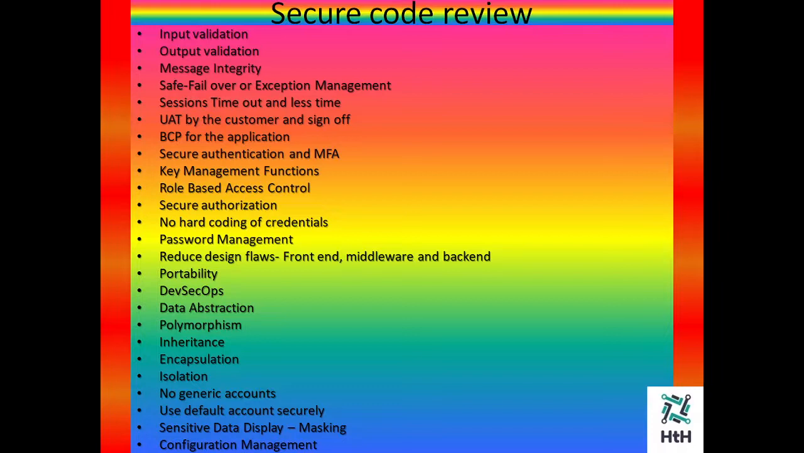Next is output validation. Here the applications must be tested rigorously and no sensitive information should be provided as output. Only the necessary details and least privileged information must be displayed as output. The output must contain appropriate details required for users, and a thorough check for identity, entitlement, and access of users must take place. Next is message integrity.